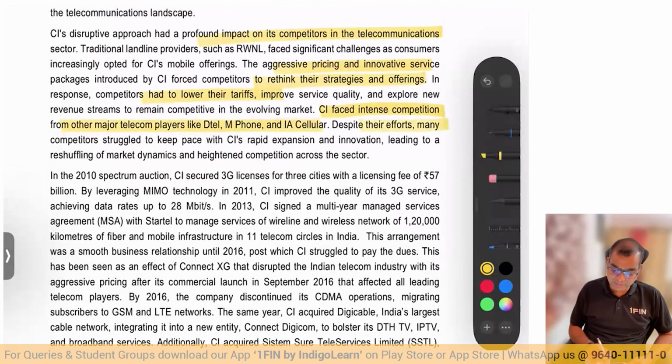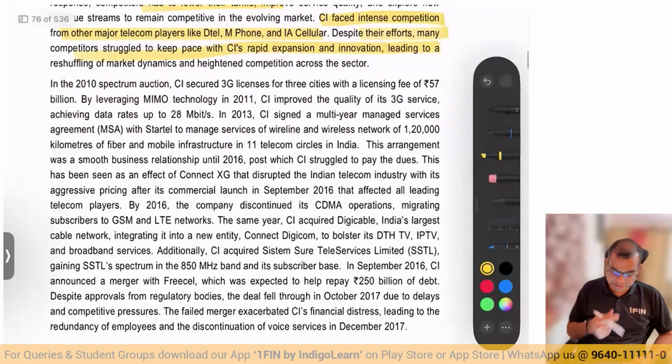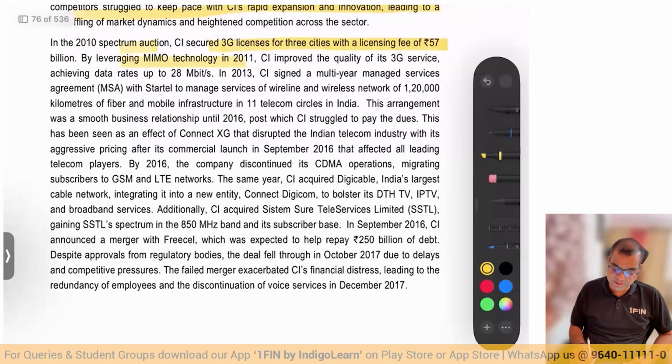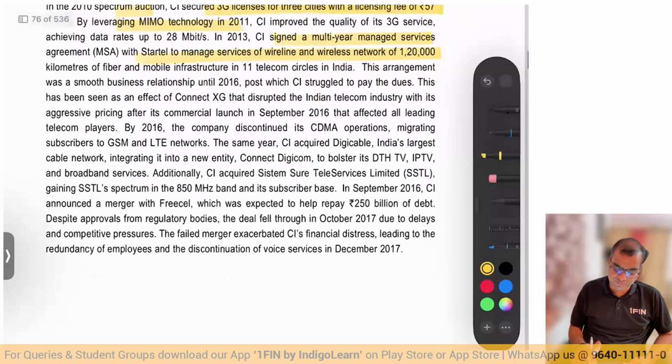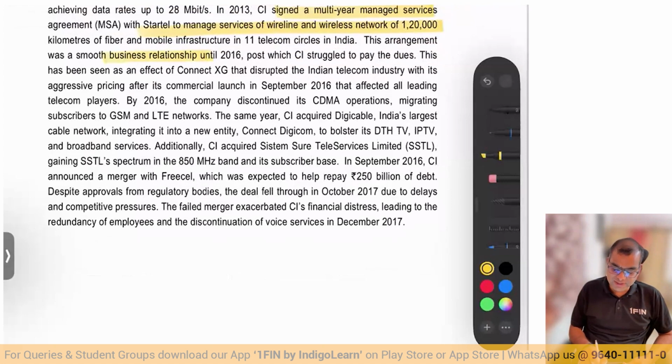Despite their efforts, many competitors struggled to keep pace with their innovation and expansion, leading to reshuffling. In the 2010 spectrum auction, they secured a 3G license for 3 cities, it's 57 billion. By leveraging technology in 2011, they improved the quality of 3G. They signed a multi-year service agreement in wireless network of 120,000 kilometers of fiber. The arrangement was smooth business until 16. This is where again it starts, which struggled to pay the dues. So you have to understand that there is something to do with debt.